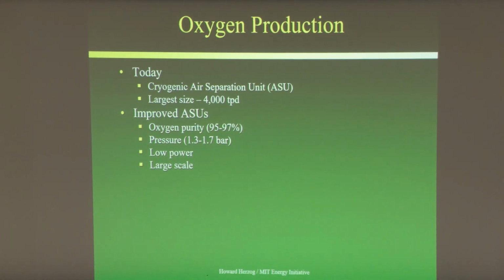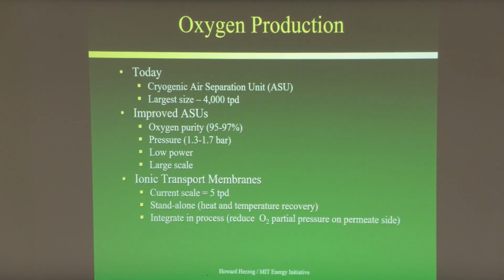Once again, exactly what oxygen purity you want is something to be determined. They like to have a little pressurized, basically a little over atmospheric pressure for the oxygen. We want low power, and we want large scale. So that's sort of the goals of what you'd like to see for an ASU for an oxy-combustion power plant.